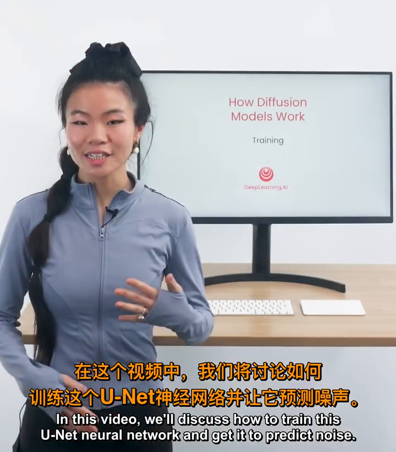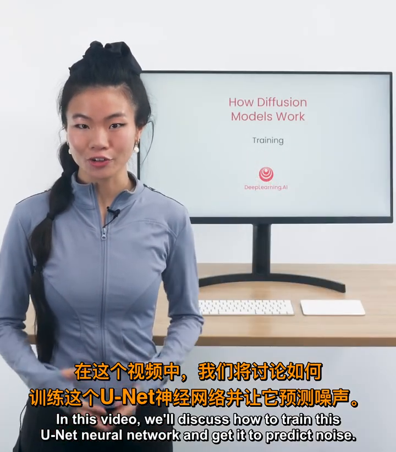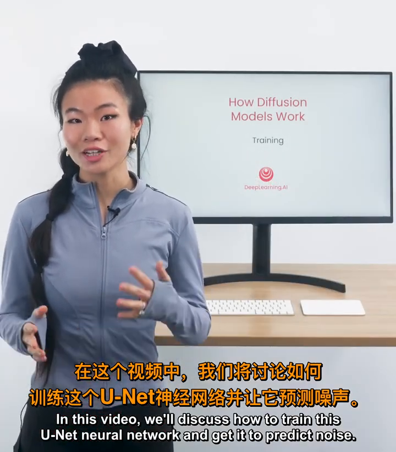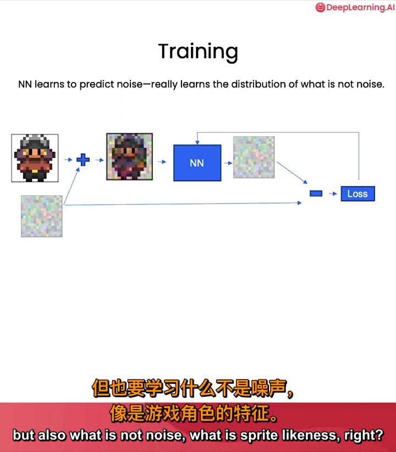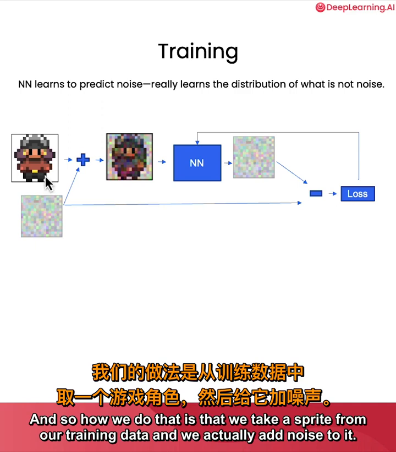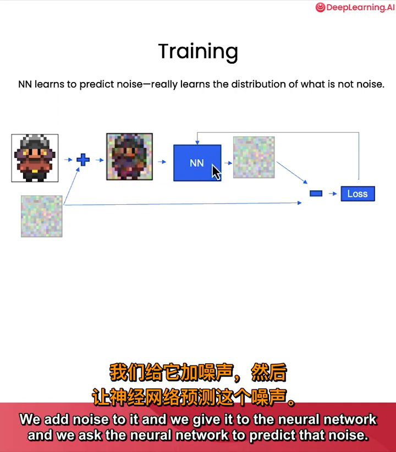In this video, we'll discuss how to train this UNet neural network and get it to predict noise. So the goal of the neural network is for it to predict noise, and really it learns the distribution of what is noise on the image, but also what is not noise, what is sprite likeness, right? And so how we do that is that we take a sprite from our training data and we actually add noise to it. We add noise to it and we give it to the neural network and we ask the neural network to predict that noise.